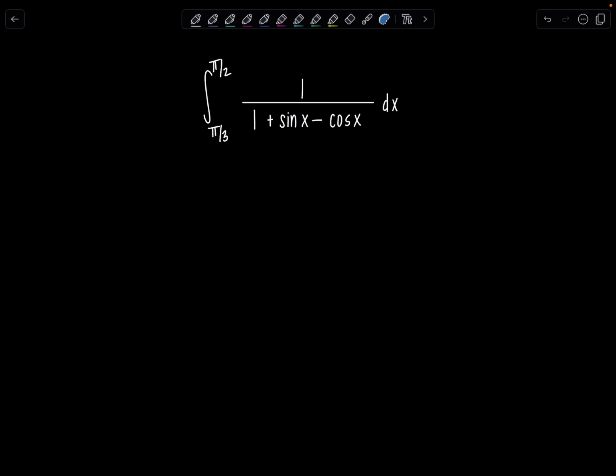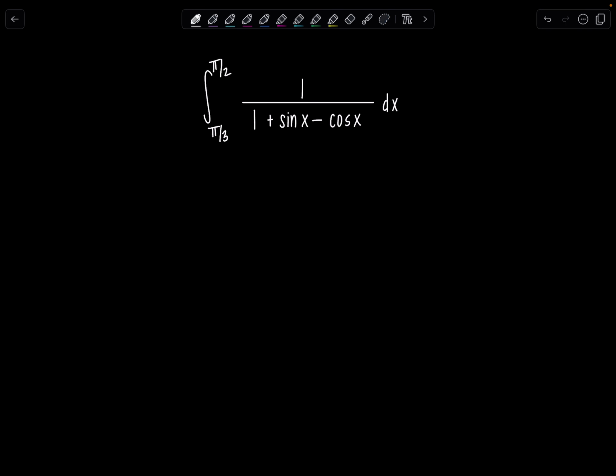Here's your latest integral of the day. We have a definite integral from pi over 3 to pi over 2 of 1 over 1 plus sine x minus cosine x dx. Now I'm going to solve this integral using the substitution technique that I explained in a previous video from just a few days ago.